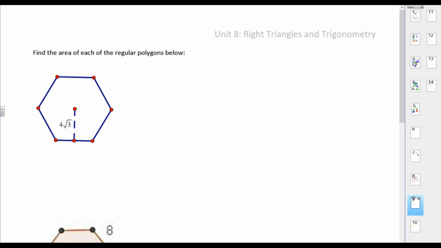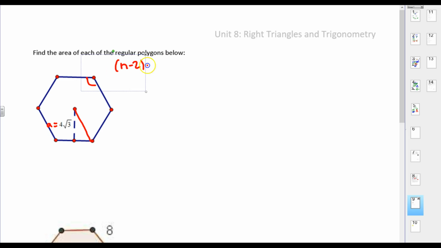So let's do some examples. So here's my first guy here. This guy is a hexagon. I'm given that this is the apothem, and I want to build a right triangle here. Because remember, for area equals perimeter times apothem over 2, I need the side lengths and I need the apothem. Well, I've got the apothem, so what I'm missing is the side length. So I'm going to start off by finding this angle measurement right here.